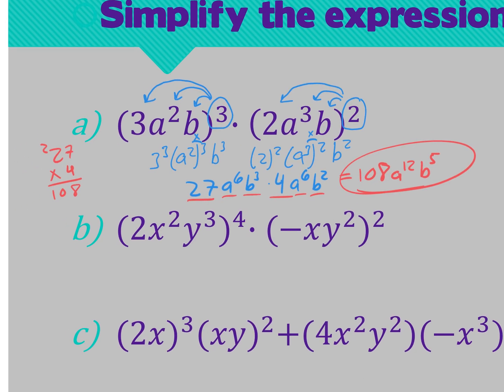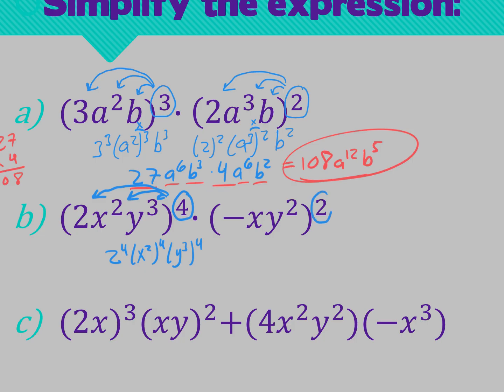Same exact thing with example B. I can take that 4 on the outside and I can distribute that to each of my factors. So it's going to get me 2 to the 4th, x squared to the 4th, and y to the third to the 4th. Same thing with this 2 out front. If you don't see a coefficient, assume it's a 1. So I can say that this is negative 1 to the second, x to the second, y to the second. Or y squared to the second, sorry.